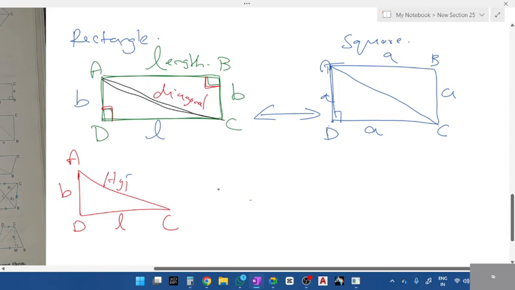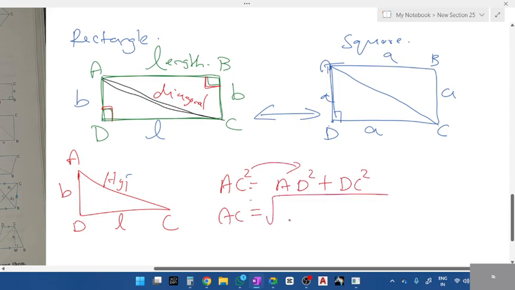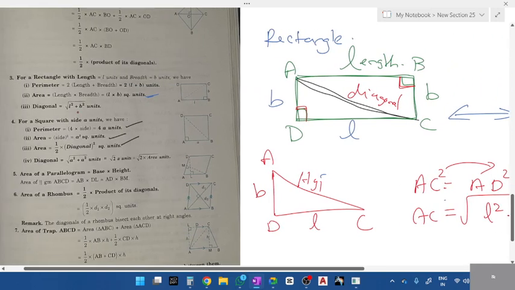What is the hypotenuse formula? Pythagoras theorem. AC square is equal to L square plus B square. AC is equal to, this square goes to the other side and becomes square root. What is the AD value we have? B. Okay, instead of that write L square plus B square. Can you see the diagonal formula? Did you understand?